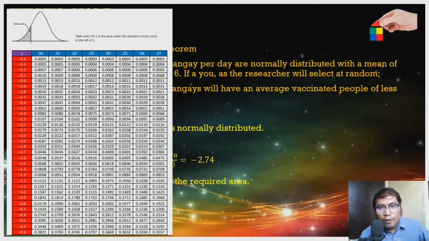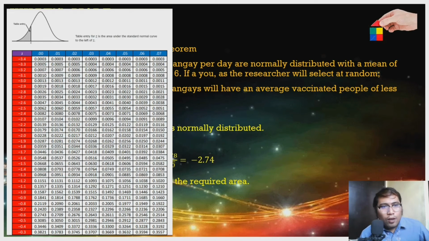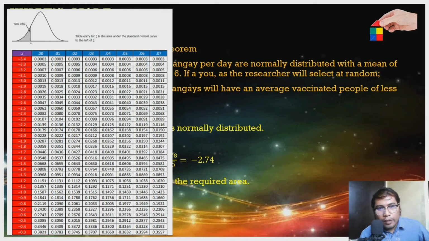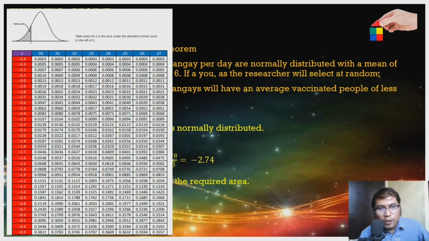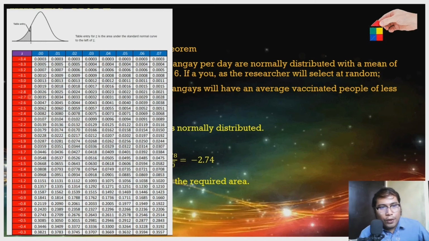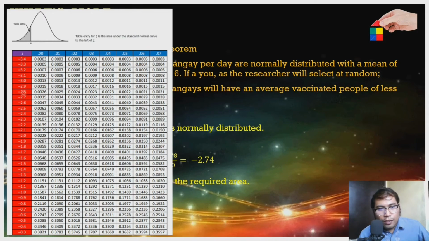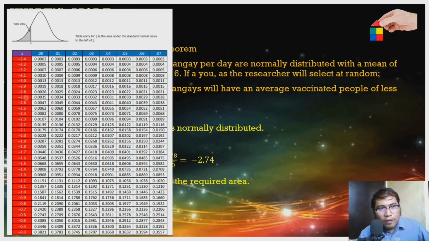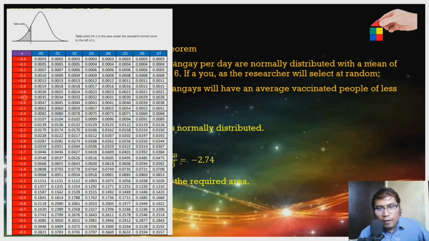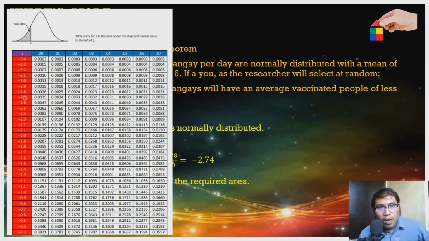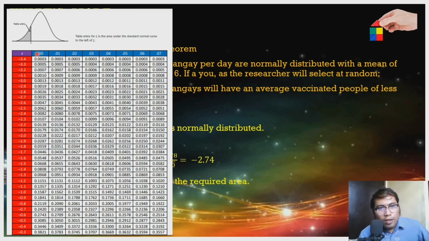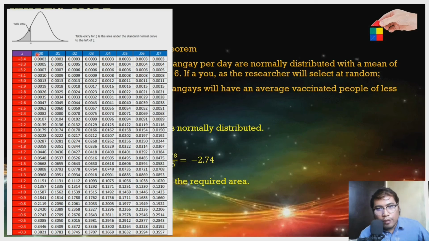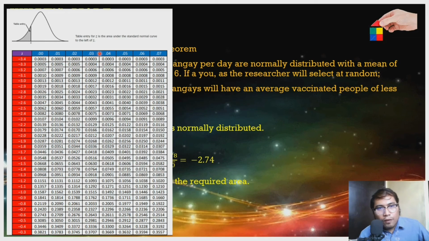So by using the table, we are going to look for negative 2.74. The whole number is negative 2, and the first decimal place is 7, so we have negative 2.7. You will look for it in the first column, which is the red column. We can say that negative 2.7 is right over here. And after negative 2.7 is 4, so we are going to look into the first row, which is the blue one. We have 0.4 right in here.